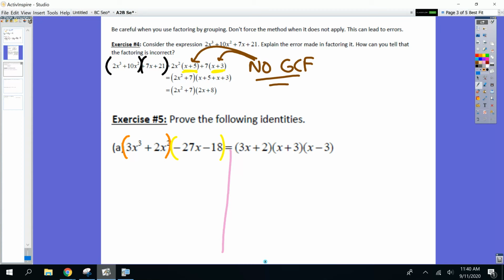3x squared plus 2x squared. Yep, I want to take something out. I group those two together. Now the next step is to take something out of it. So what can I take out that's in common? X squared. Yep. And what's left? 3x plus 2. Good job. Okay, next. What can I take out of the second one? And remember, you have to have 3x plus 2 left over. So make sure you tell me the correct number to take out.